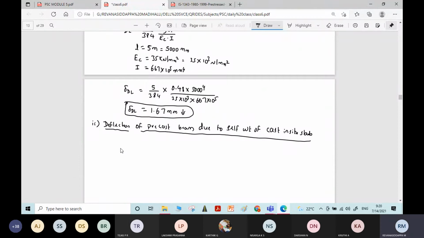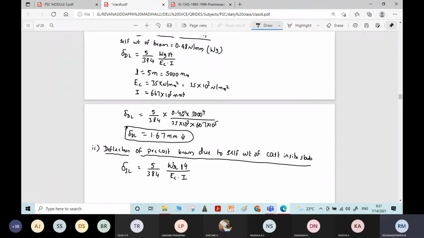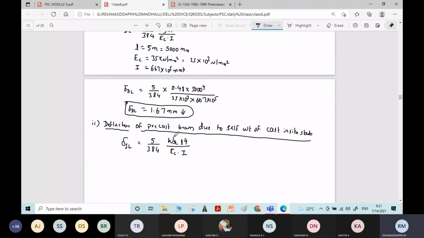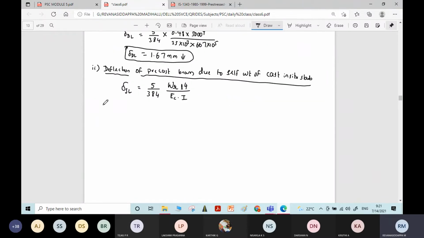Now we are finding the deflection of the beam due to the self weight of the slab. I will call it delta SL, which is equal to 5 by 384 into WSL L raised to 4 divided by EC into I. In place of WG, you need to substitute the self weight of the slab. That's it.